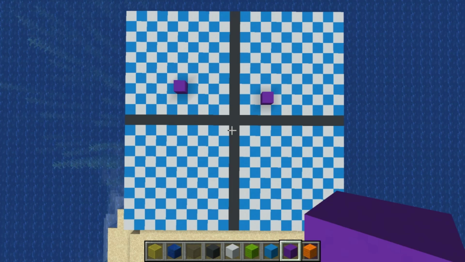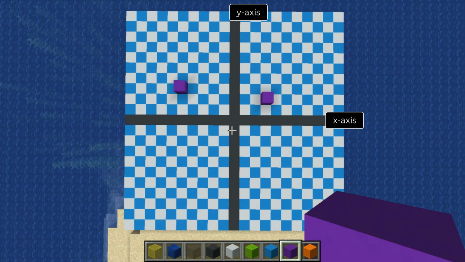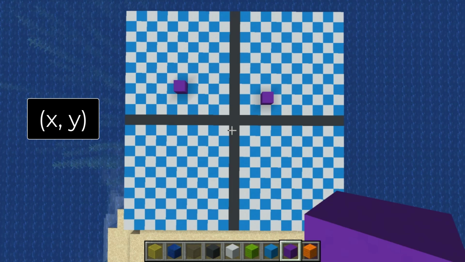So the coordinate plane we typically use is called the Cartesian coordinate plane. It's been around for a while, and it involves having an x-axis and a y-axis. And then every single square on this coordinate plane is considered a point, and that point can be represented by a coordinate that's got an x coordinate and a y coordinate, and we typically will write that in parentheses with a comma separating them.